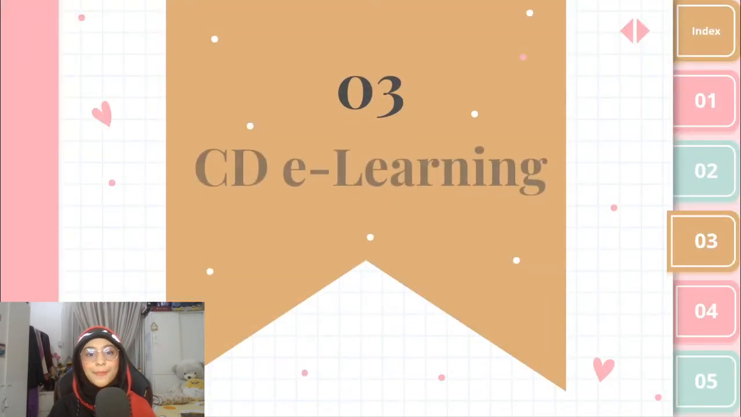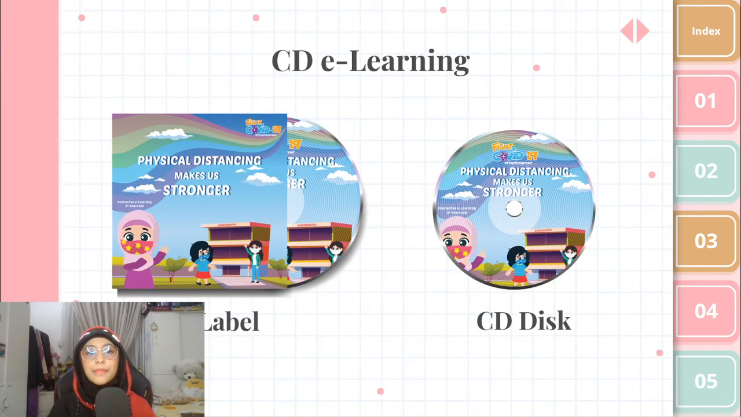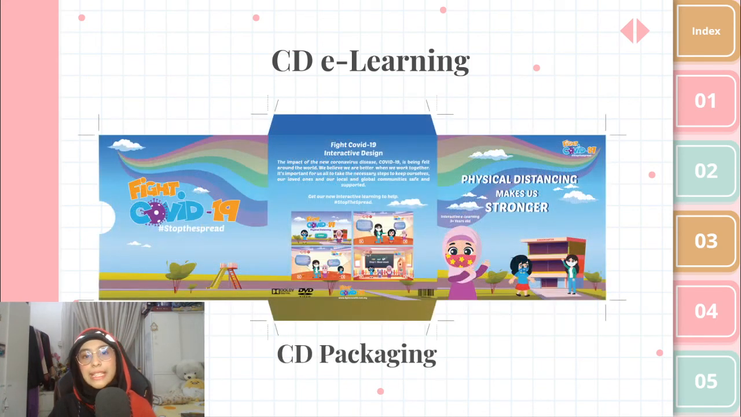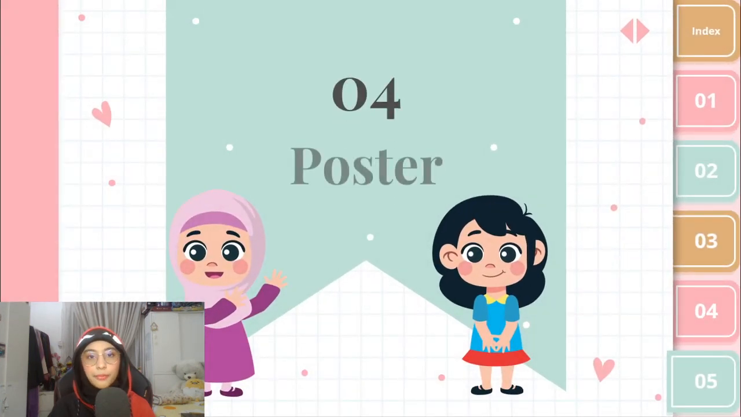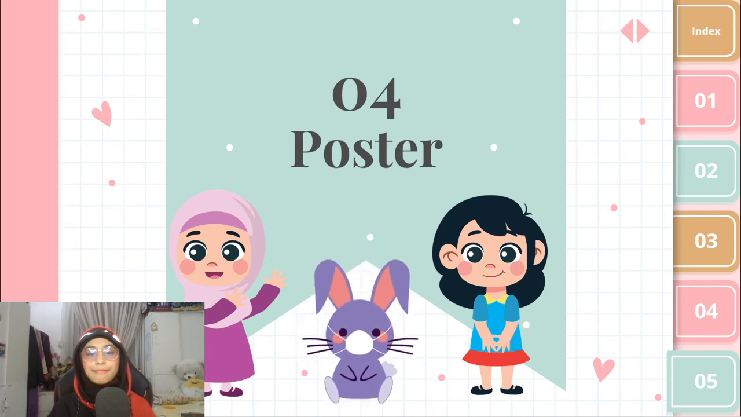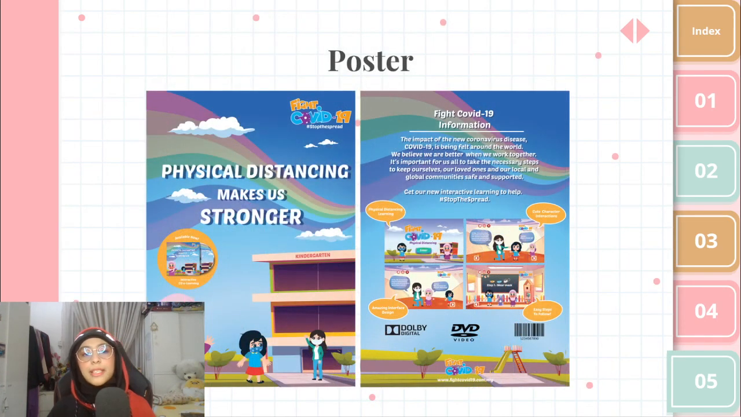Number 3, CD e-learning. The CD e-learning I made is the CD label, CD disc, and CD packaging. Continue with number 4, the poster. This is my front poster and this is my back poster. My front poster has the CD label on the front, and on the back we have all those details from before, the information that people can understand, so people are willing to buy it for their children.